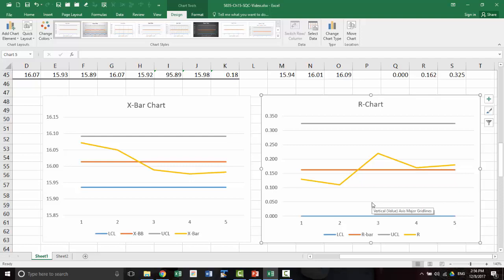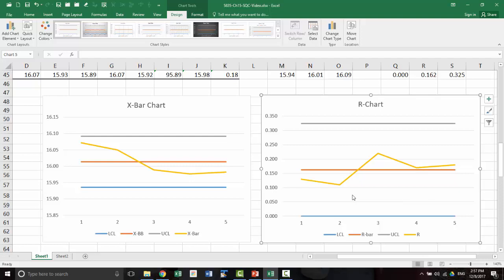Remember once again, a process that has only natural variability is said to be in control. So if the X bar line and the R line have only random, natural fluctuations, then it is good. We can say that the process is in control. But if we see a pattern in the X bar or the R chart that gives us pause, and there are some specific patterns that we should look for, then we cannot say there is only natural variability, so we cannot say that the process is in control.